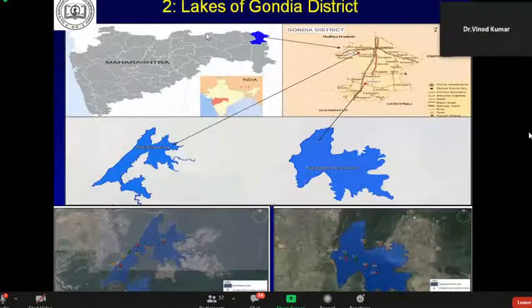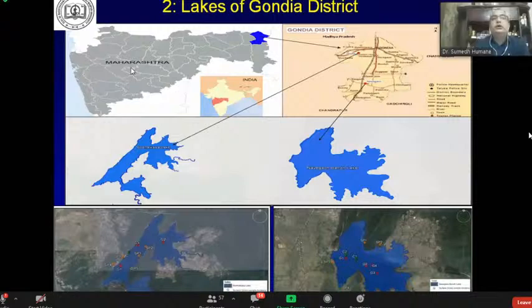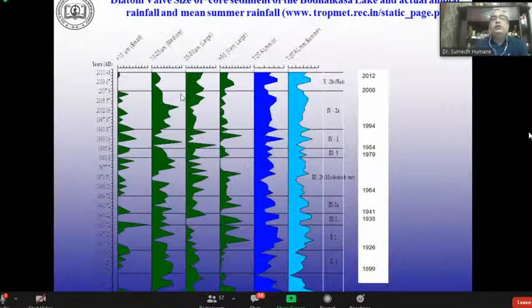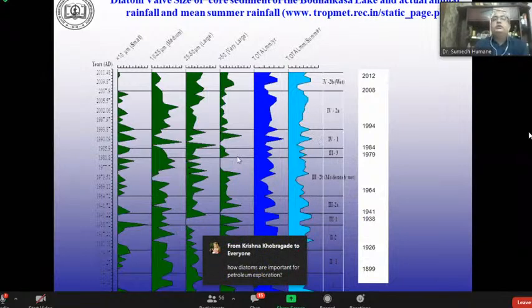You have another lake in central India as well. Pre-monsoon and post-monsoon, the pH level and electrical conductivity are also varying. In response to that, the diatom speciation is also changing. So this is very interesting. You need to use it to understand the past water quality. In this diagram, you can see that the past rainfall is also correlated with the diatom size. This data is available from the meteorological department. You can download it and correlate it with the size variation.